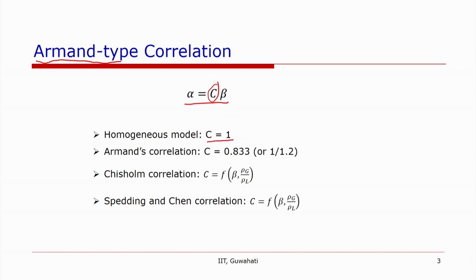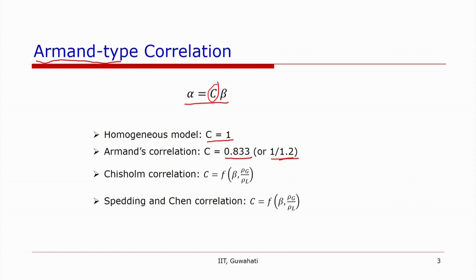Now the next is Armand's correlation. In this, C is 1 over 1.2, or 0.833. 1 over 1.2 is nothing but 0.833. So in some places you will see that C is equal to 0.833, in other places as beta over 1.2. Now these two correlations, or Armand's correlation, are quite widely used.